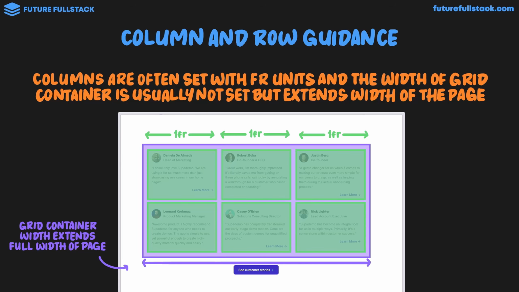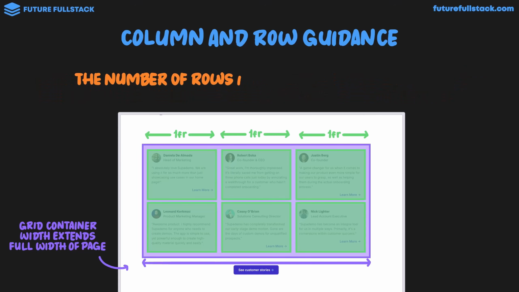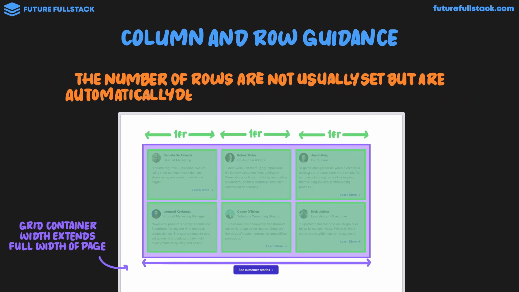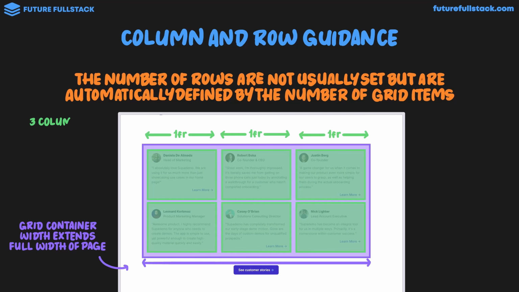Now the number of rows are not usually set, but are automatically defined by the number of grid items. I touched on this earlier when you were likely freaking out about using grid-template-rows. As you can see here, the good news is we often don't even use it. We just define grid-template-columns and let the number of rows automatically fall into place by knowing our number of grid items and the number of columns we're defining. In this case, we have 3 columns with 6 grid items, which automatically creates our 2x3 grid.